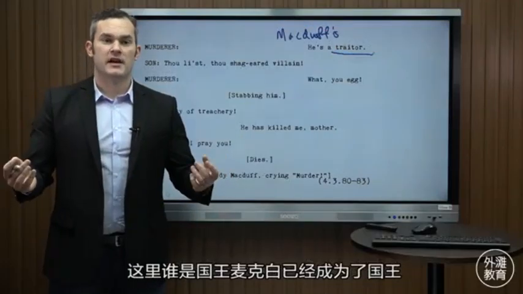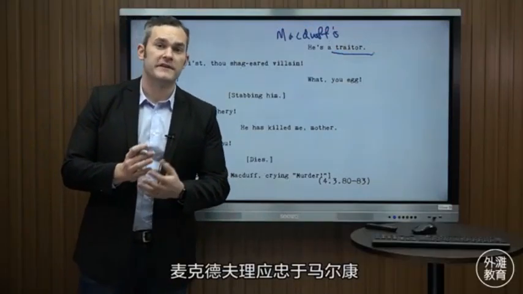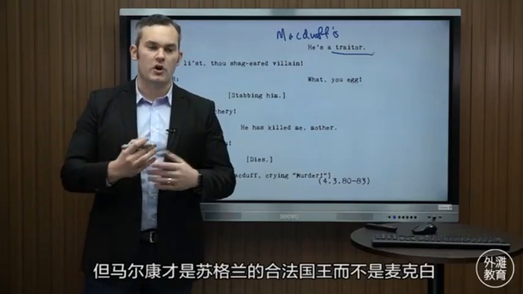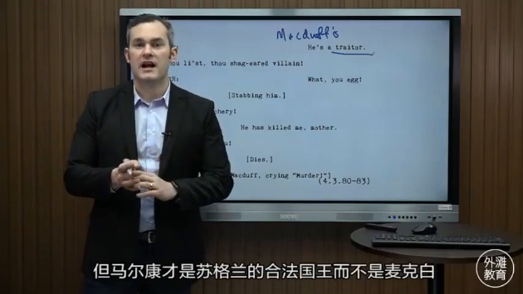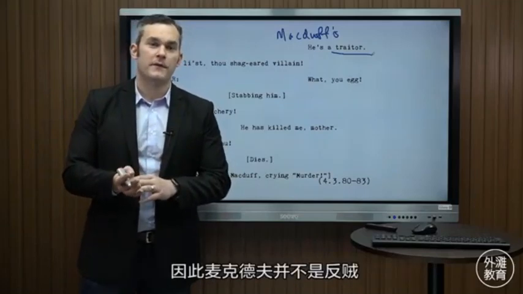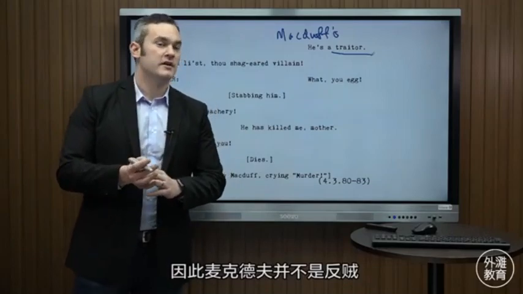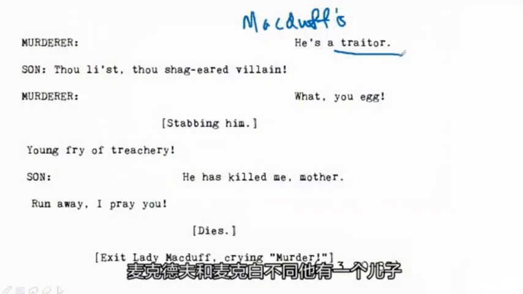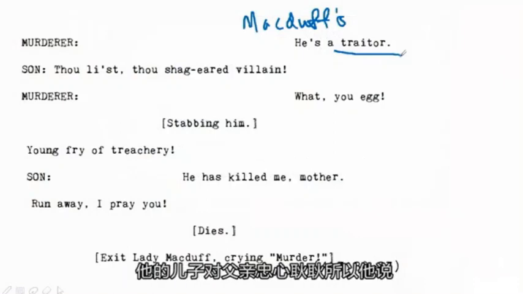Now, in a sense, Macduff is a traitor because who is the king? Macbeth is the king. And who is Macduff loyal to? Macduff is loyal to Malcolm. But we know that Malcolm is the rightful king of Scotland, not Macbeth. And therefore, Macduff is not really a traitor. So, unlike Macbeth, Macduff has a son, and his son is loyal to him.